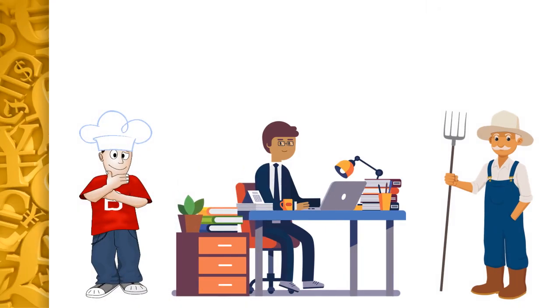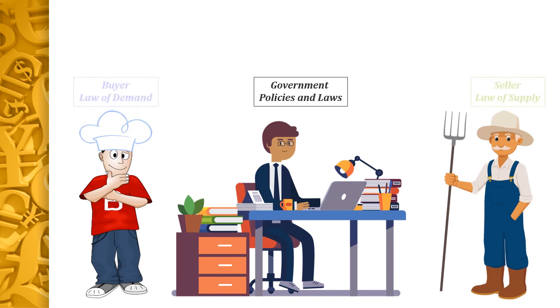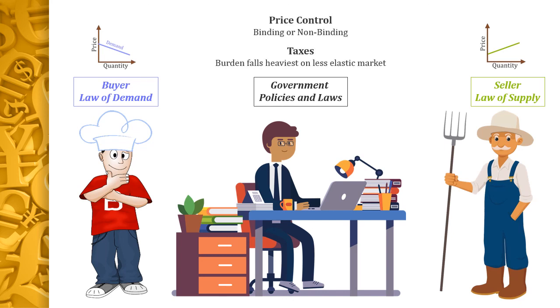The biggest purpose of this lecture was for you to understand that the economy is governed by two kinds of laws. First, there's government policies and laws, and then there is the law of supply and demand. Now, with government policies and laws, we just started sort of scratching the surface. We looked at price control, binding and non-binding, and we looked at taxes and began to discover that the burden falls heaviest on the less elastic market. But it also was to show you that we need to look at the history of what occurs to understand what we need to do in the future.